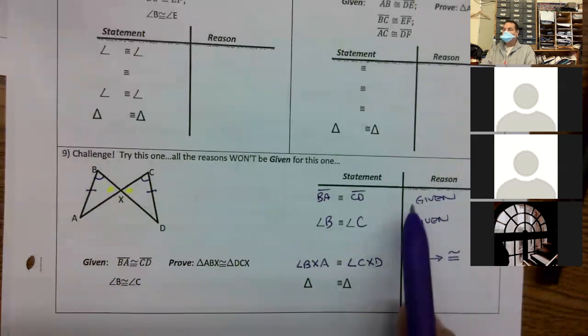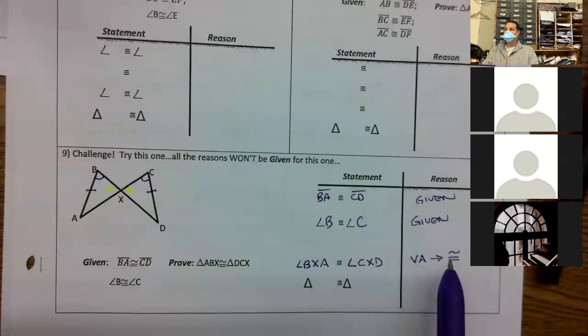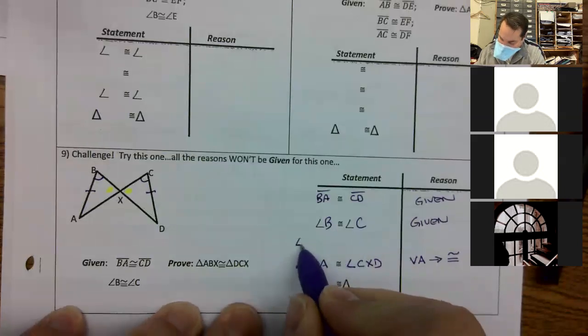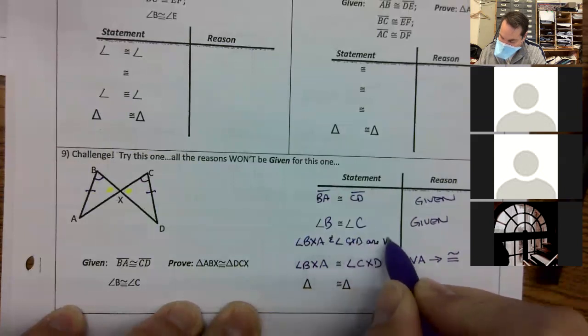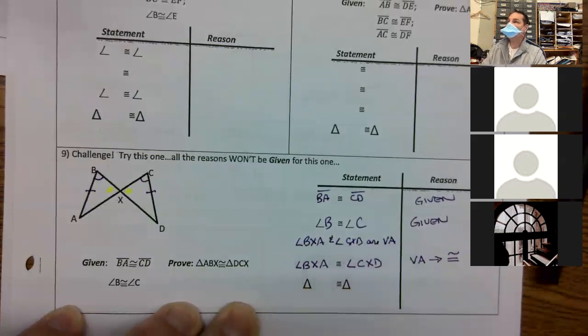Now, this whole proof and any proof is supposed to be a logic chain. And so if I'm saying if they're vertical, then they're congruent, then it requires that my prior step says that they are vertical angles. So I left room here so that I could say angle BXA and angle CXD are vertical angles. And if they're vertical angles, then they're congruent.